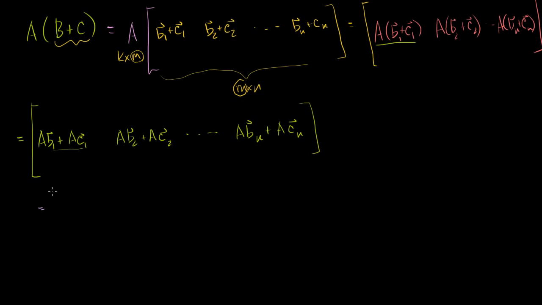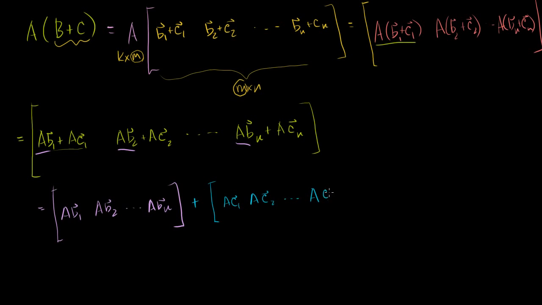This is equal to A B1 as the first column, A B2 as the second column, all the way to A Bn as the last column. So that's these terms right there. And if I were to add to that the matrix with A times the column vector C1, A times the column vector C2, and so on, these are just the different columns of this matrix. And we just then have the matrix A times the column vector Cn. These represent these terms. So clearly, if I add these two matrices, I just add the corresponding column vectors, and I'll get this matrix up here. But what is this equal to?